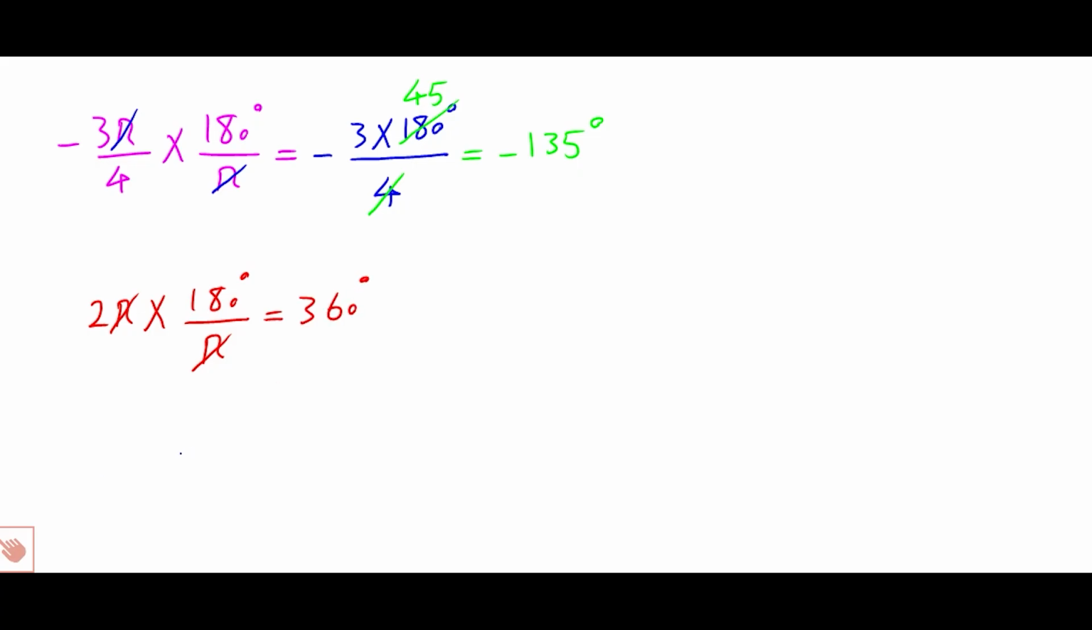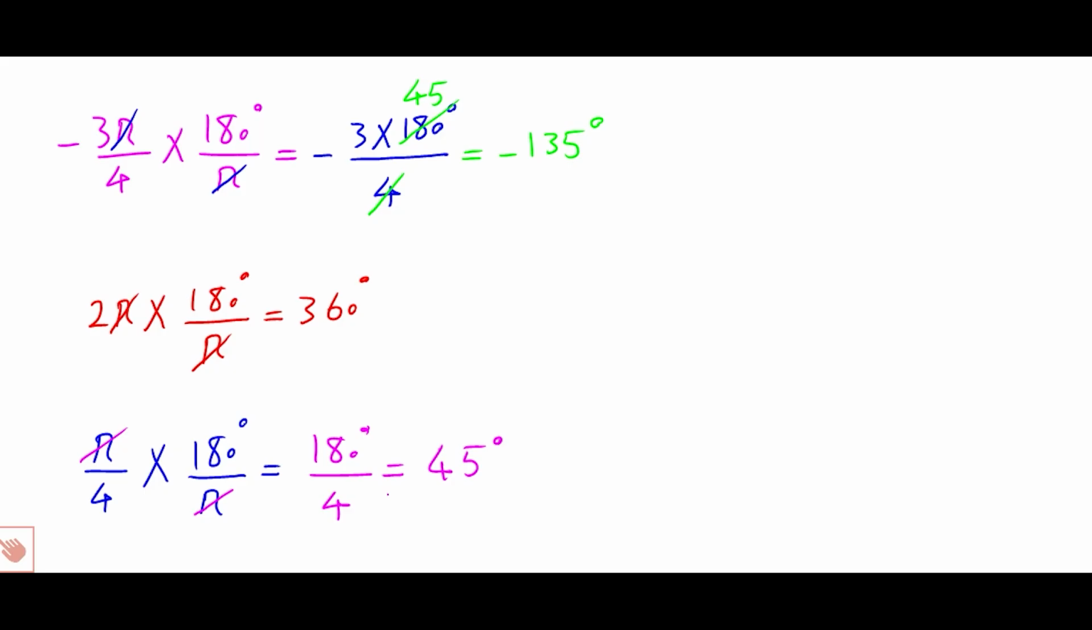Now it's your turn. How many degrees do you think pi over 4 radians is? So we multiply by 180 degrees over pi. Now the pi's cancel each other out. So we have 180 degrees over 4, which is equal to 45 degrees. Now you know how to change radians to degrees.